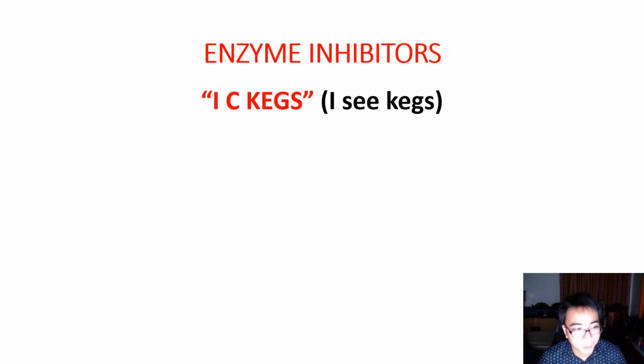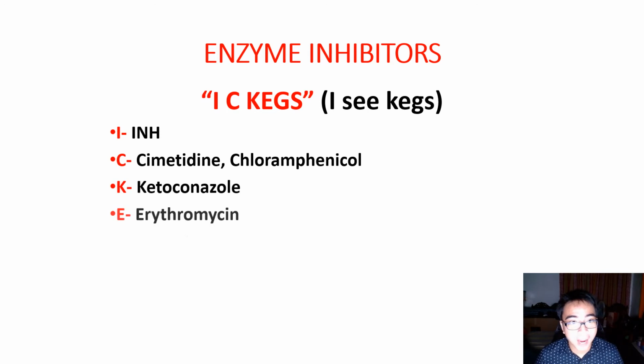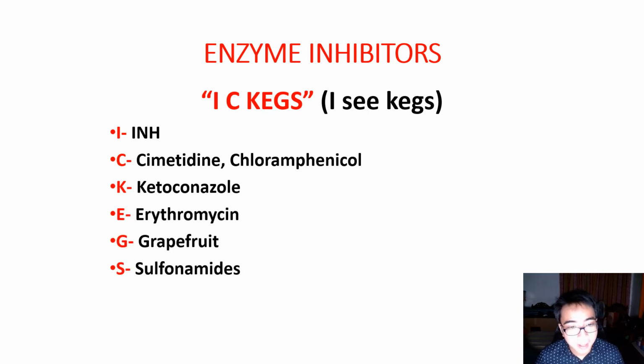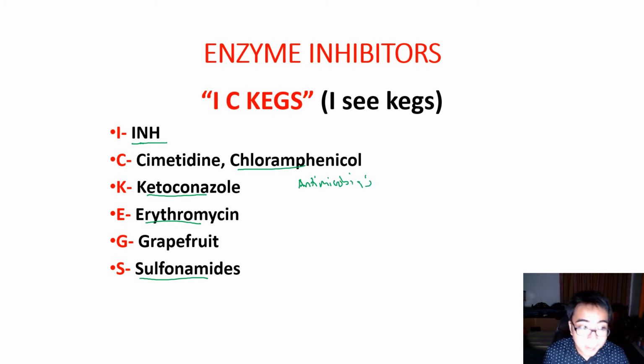What about for inhibitors? Okay, we have the mnemonic, class, IC-KEGs. Okay, IC-KEGs stands for isoniazid, cimetidine, chloramphenicol, ketoconazole, erythromycin, grapefruit, and sulfonamides. Now, one thing, class, you might notice here is that majority of these are antibiotics or antimicrobials like isoniazid, chloramphenicol, ketoconazole is an antifungal, erythromycin, and sulfonamide. So most of these are antimicrobials.